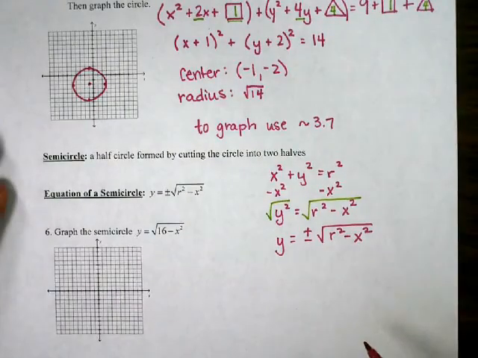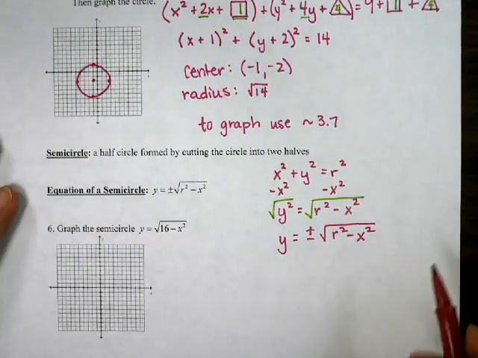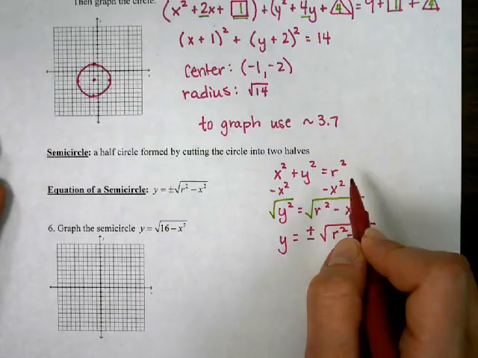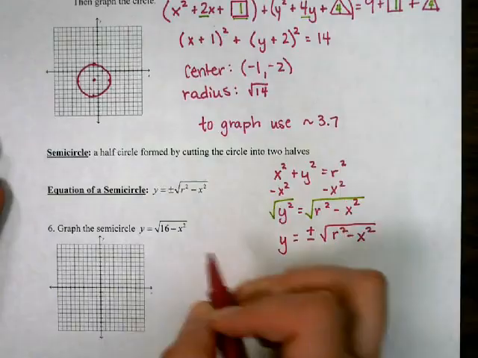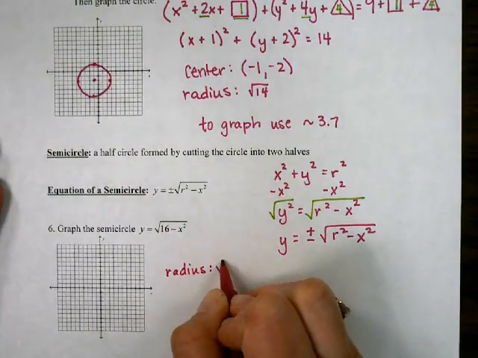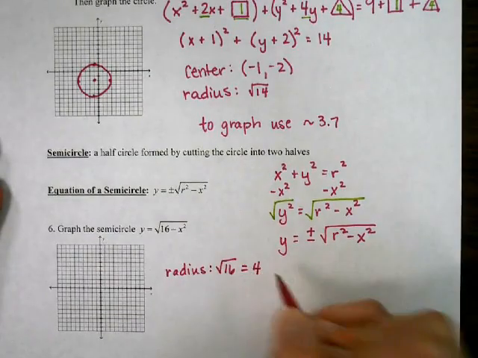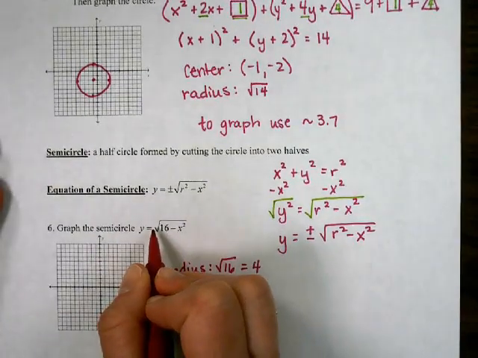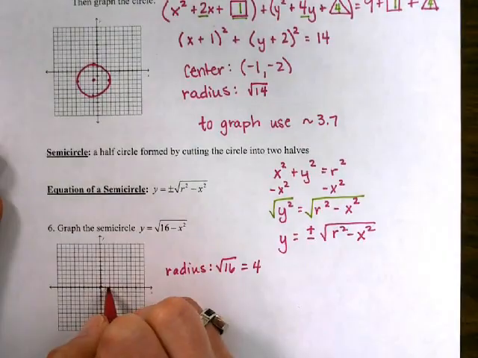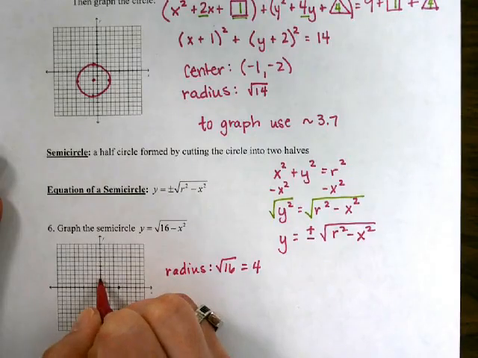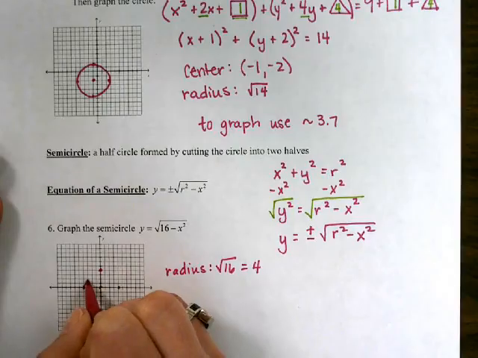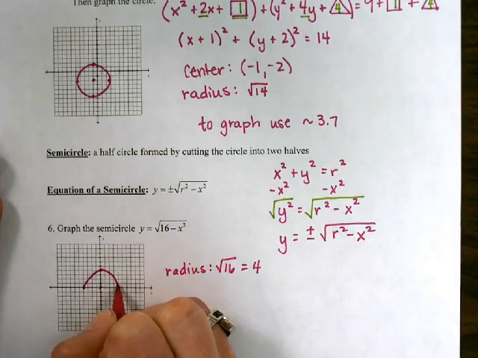All right, so it says graph the semicircle, y equals the square root of 16 minus x squared. Well, remember that r is still my radius. So my radius is the square root of 16, which is 4. And I don't have a negative out front, this guy's positive. So I'm centered at the origin, and I'm going to go 4 in each direction. Ooh, he's a little pointy, but there's my semicircle.